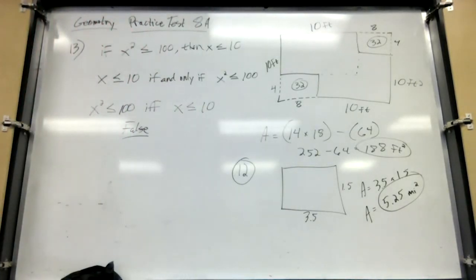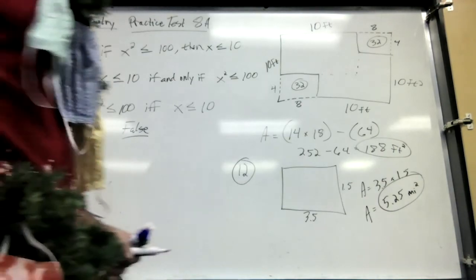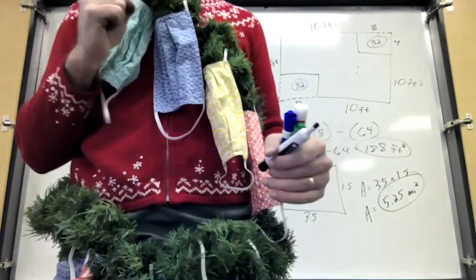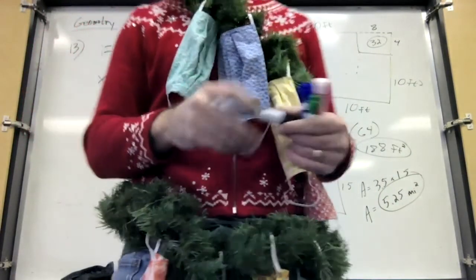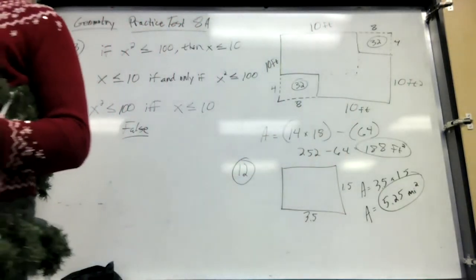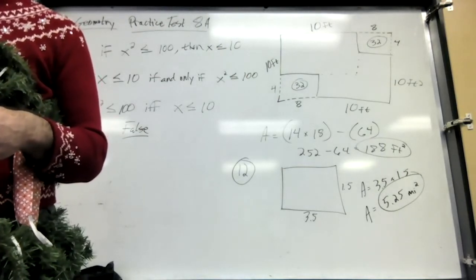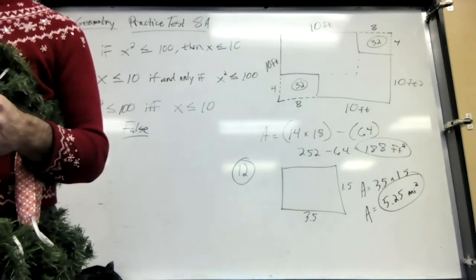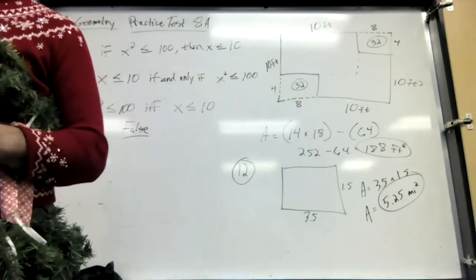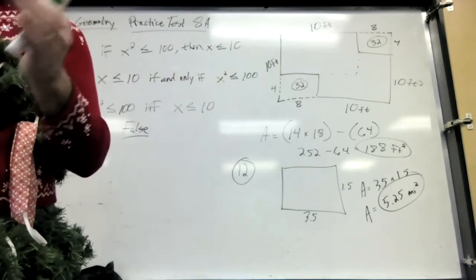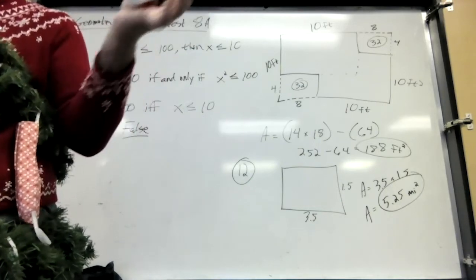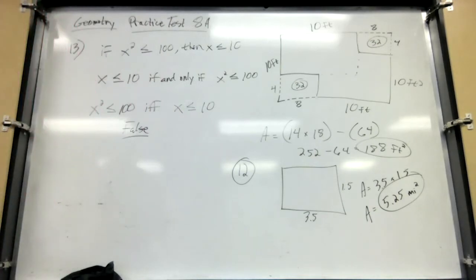Now, if it was just if x squared is less than or equal to 100, then x is less than or equal to 10, that's true. But the converse is not. So the biconditional means the statement and the converse have to be true. If the statement and its converse are not both true, then the biconditional is not true. So if you're in this class, then you're in geometry. Is the biconditional true? Well, no, it's not. You could be in geometry somehow, at another geometry class, right? Since the converse is not true, the biconditional can't be true. The biconditional means both of them are true.